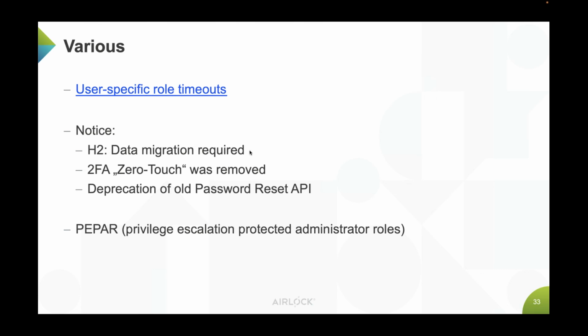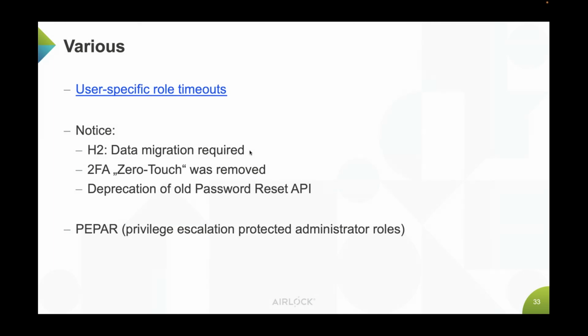The first one is about the H2 database. H2 have found a serious security issue with the version 1.x of H2, and this security issue has forced us to upgrade the H2 database to the version 2. Unfortunately, this upgrade cannot be automatically migrated. It requires manual intervention. You have to export the data using the old version of the database and import the data again into the new version of the database.